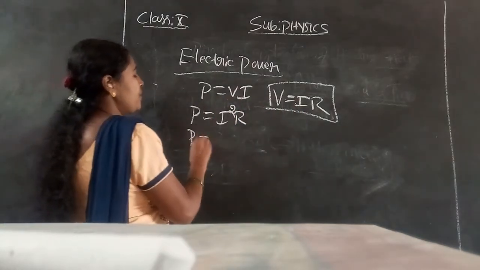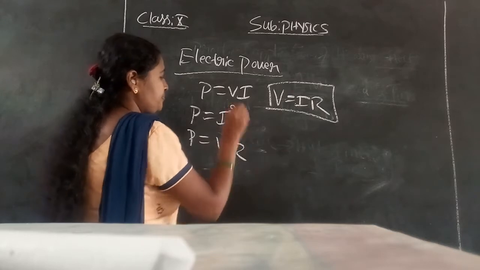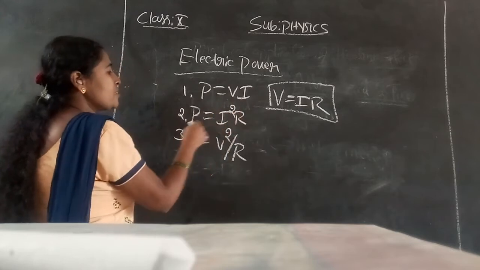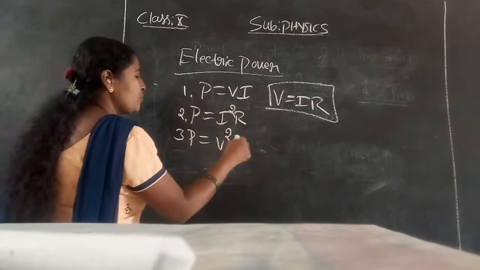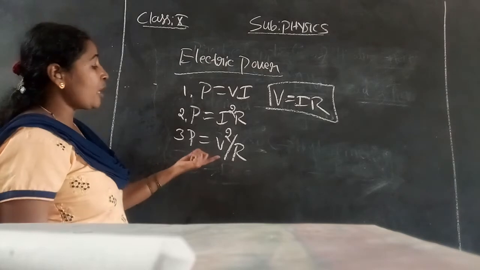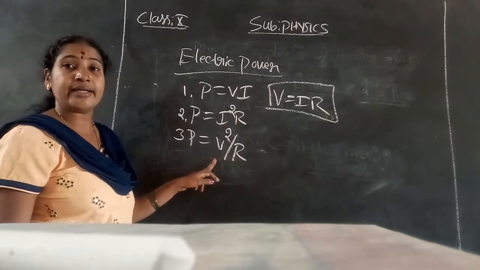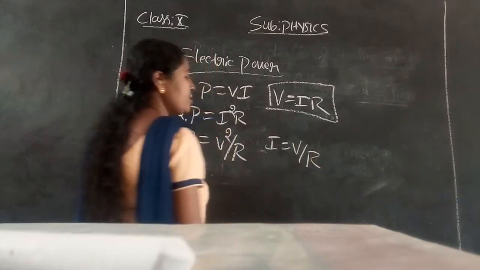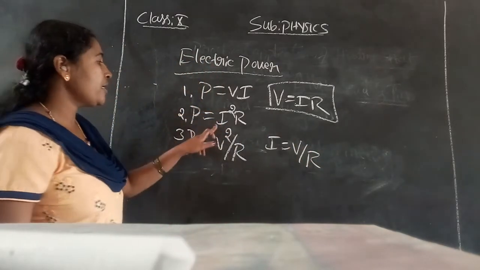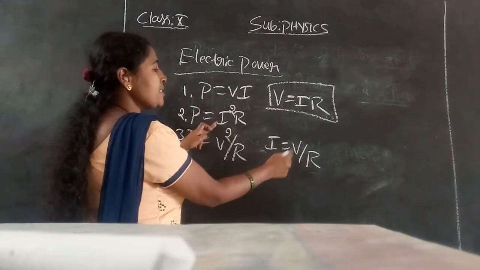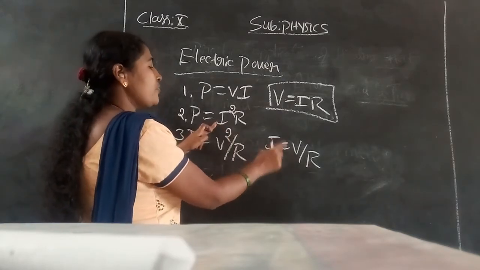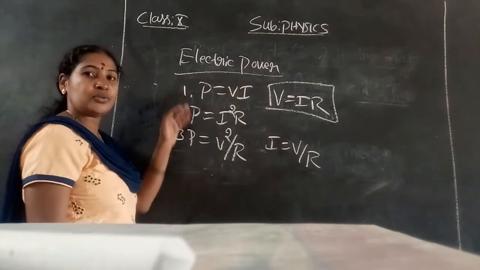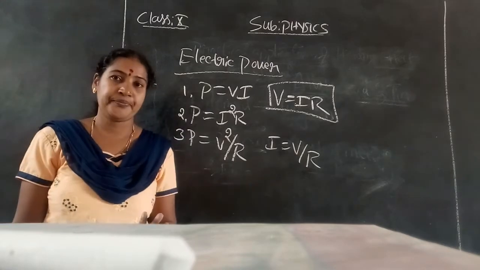Another formula, P is equal to V square by R. So three formulas: P is equal to VI, P is equal to I square R, and another one is P is equal to V square by R. How have I written V square by R, any idea? Because I is equal to V by R. Here I have substituted, in place of I, V by R. So V by R whole square into R, therefore V square by R. These three formulas, keep in your mind.